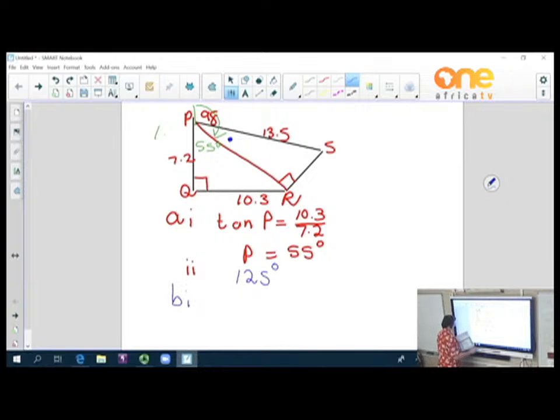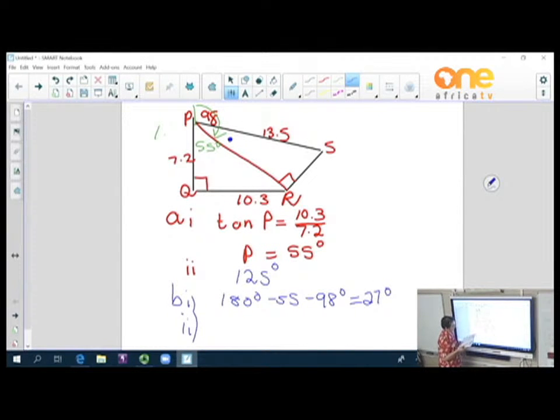Number B. Explain, so the bearing of S from R is 98 degrees. There you have it. And SP is 13.5. Explain why angle RPS is 27 degrees. So this is now the 180 degrees minus the 55 minus the 98 degrees, and that is how we get the 27. This is good enough for an explanation. You don't need to write more words or whatever. That is good enough here.